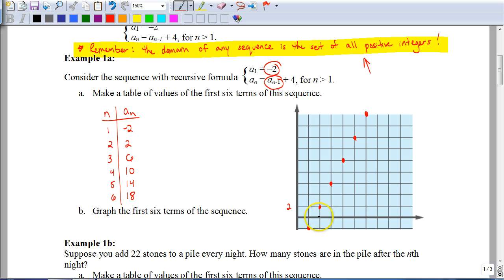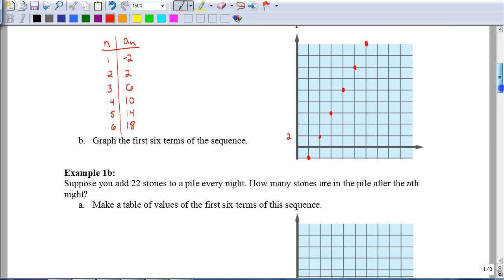because connecting them with a line, really there is no such thing as a line. A line is essentially an infinite set of points. So by connecting these with a line, it's saying that you're including all the points in between them, which we don't want to do. So we would leave it just like that.